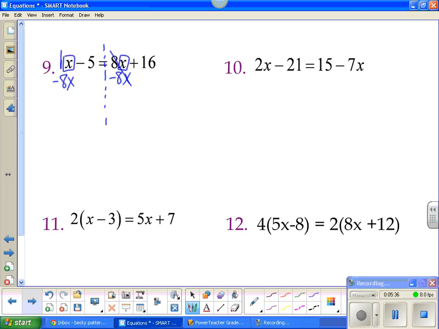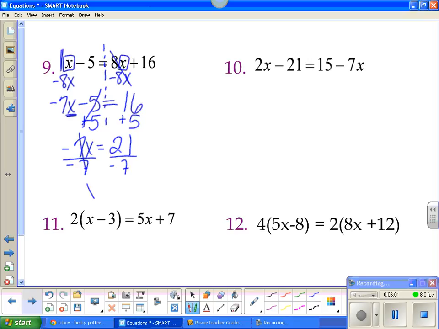So this is like a 1. So 1x minus 8x is a negative 7x minus 5. There's my equals, and then I have a positive 16. So now here's my x. I need to move the negative 5, so I'm going to add 5. So negative 7x equals 21. Divide by negative 7. X equals a negative 3.